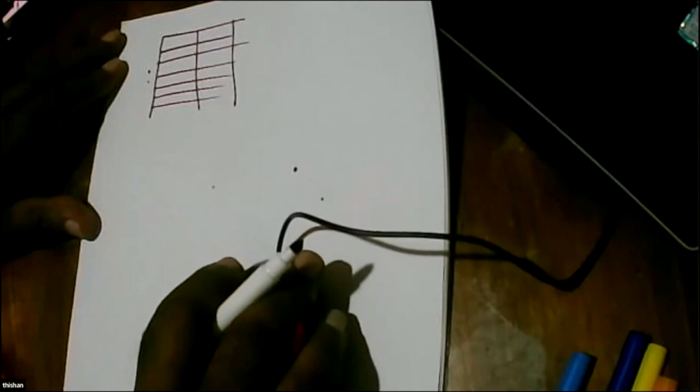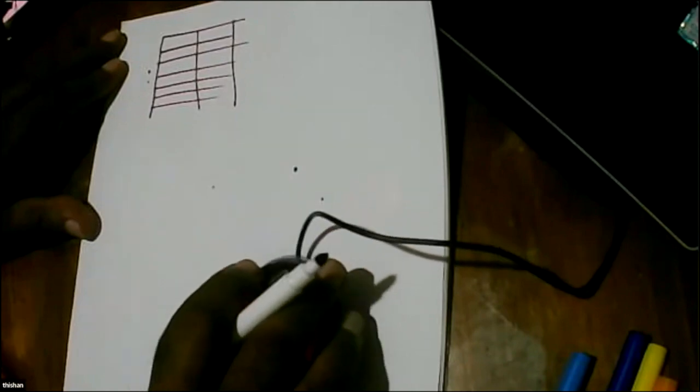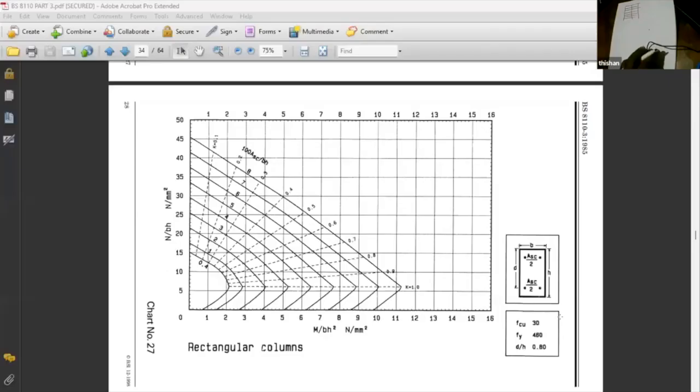Just one moment. I'm going to share the screen. Okay, now you can see the screen.